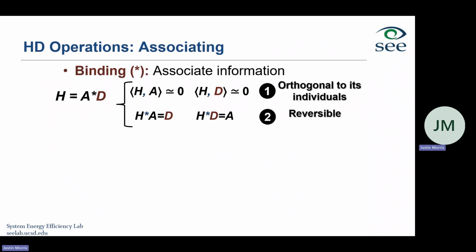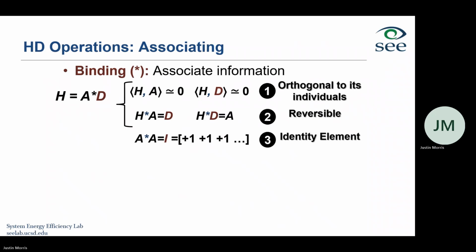It's also reversible because our original vectors are just 1s and negative 1s. So if H is A times D and I multiply by A again, I just get D back. Or if I multiply by D again, I just get A back. And it's because of the identity, right? Because A is going to match A in every single dimension. If it was 1, 1 times 1 is 1. If it was negative 1, negative 1 times negative 1 is, again, 1.